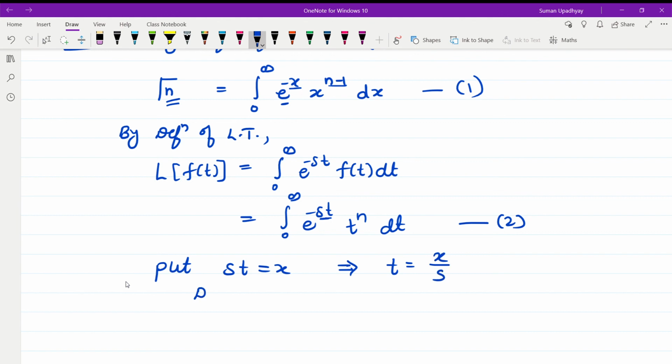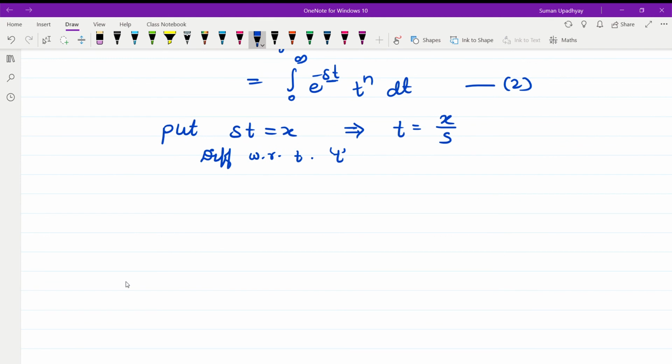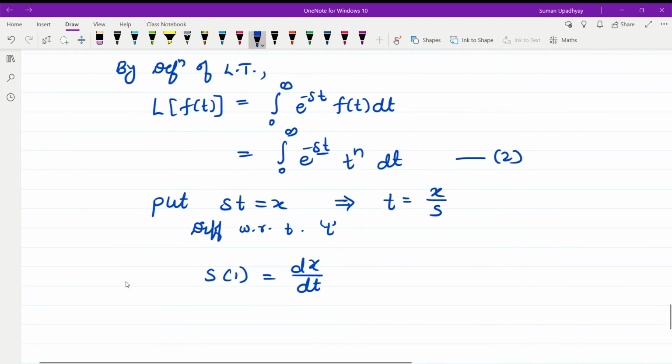Now differentiate it with respect to t. With respect to t, what I will get: s is a constant, keep it out. The derivative of t with respect to t is 1, and the derivative of x with respect to t will become dx by dt. Therefore, dt will become dx upon s. So all these substitutions are done.